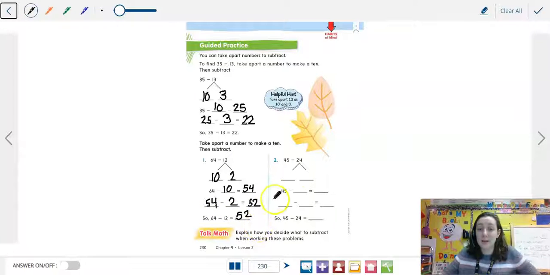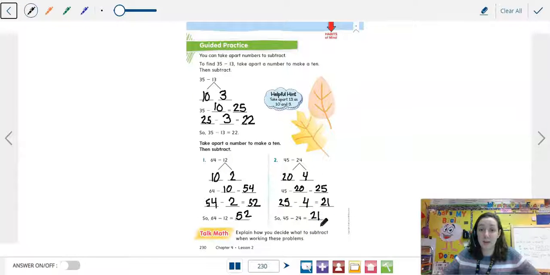Same thing with this other one. 45 minus 24. Let's break down that 24 into 20 and 4. Get rid of the tens first. So 45 minus 20 is going to be 25. Then you bring down that 25 and take away what's left, that 4. So 25 minus 4 is 21. So 45 minus 24 is 21.